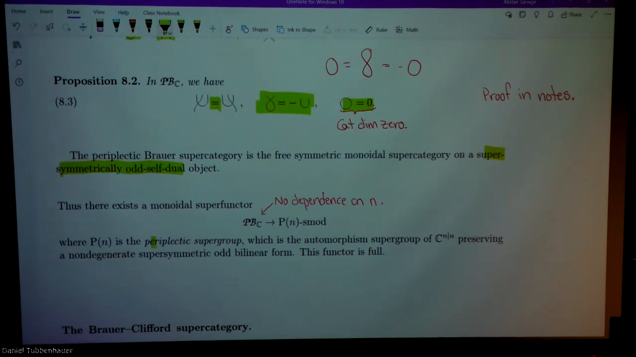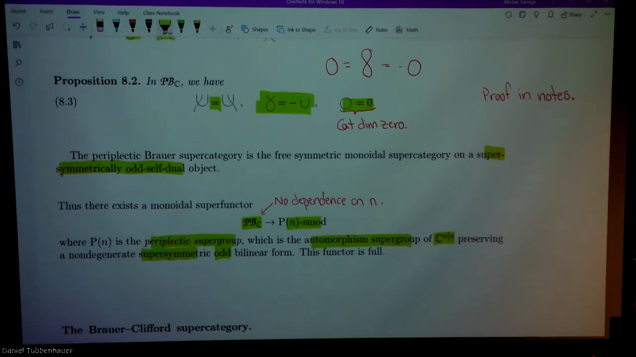If you take the paraplectic supergroup, which by definition is the automorphism supergroup of the space C^{n|n} that preserves a non-degenerate, supersymmetric, odd bilinear form, right? Then by the universal property, you've got a functor from this paraplectic Brauer category to the category of supermodules over that paraplectic supergroup.